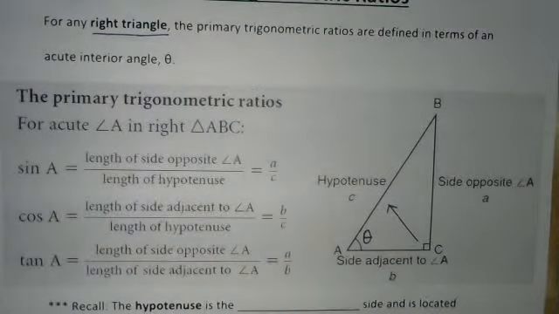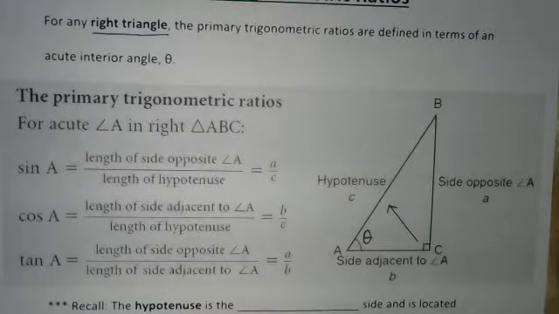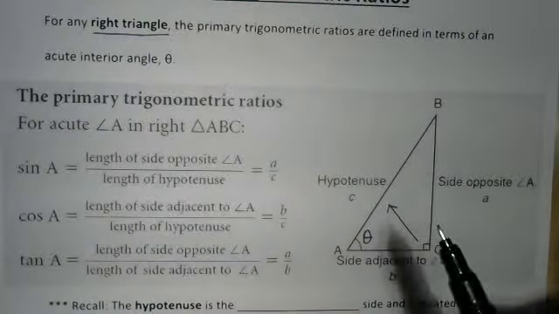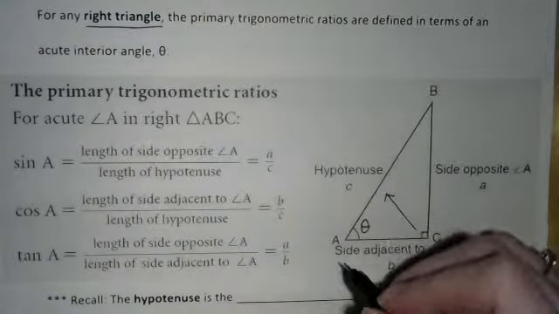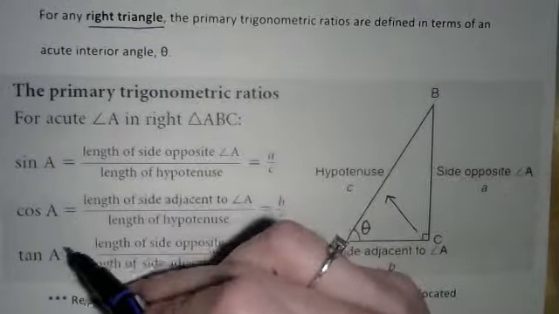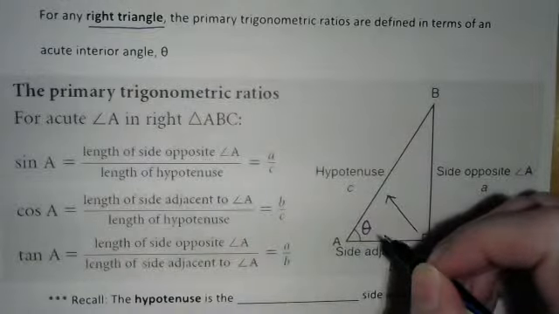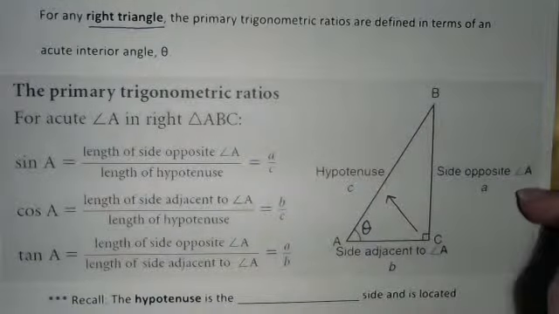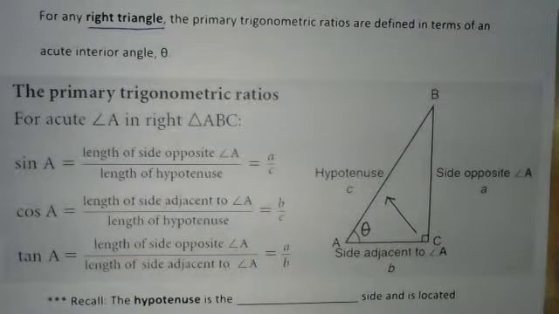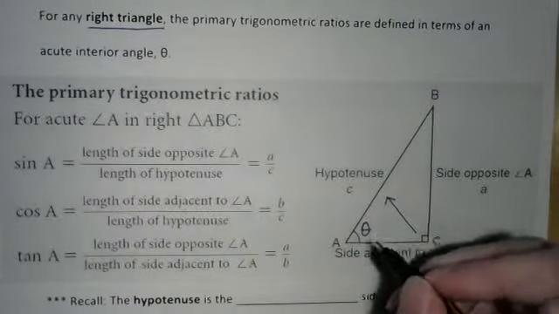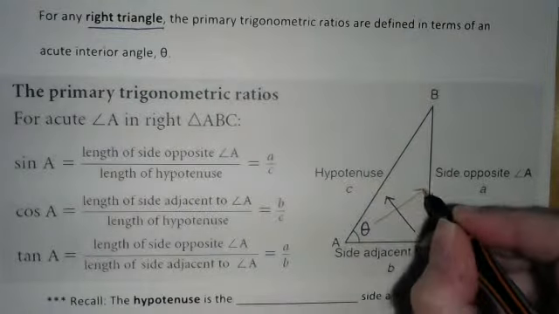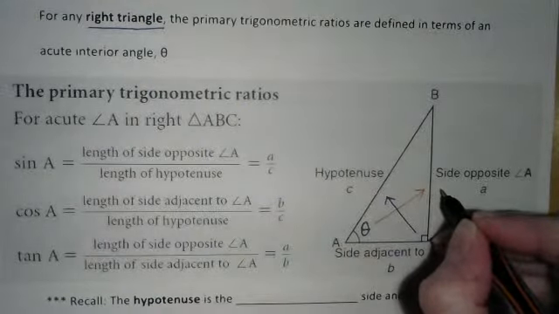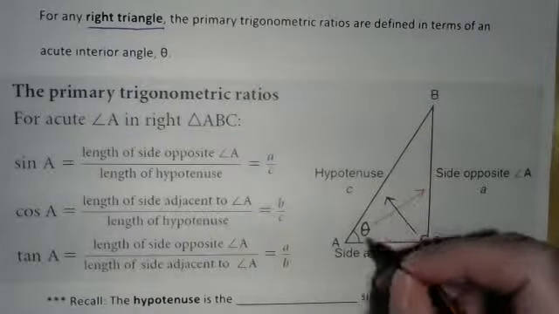But how do we know which one is the opposite and which one is adjacent? Remember, we're always referring to one angle. So we have to have the angle that we're talking about. In this case, we're looking at A. We have to have that labeled because that'll change which one is which. The side opposite is always the one where if I took my angle, it's the one that I could point to across the angle. It's the one that doesn't touch the angle.